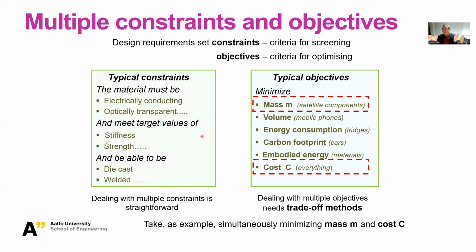You just narrow down your material database, and then you can leave the materials that fulfill all the multiple constraints. The difficult part is the multiple objectives. Yeah, we are dealing with an optimization process. Even for one objective, we're optimizing already. But when we have, let's say, two objectives, we need to do two optimization processes.